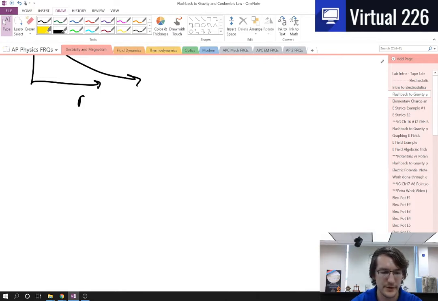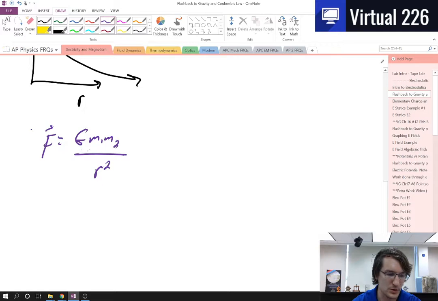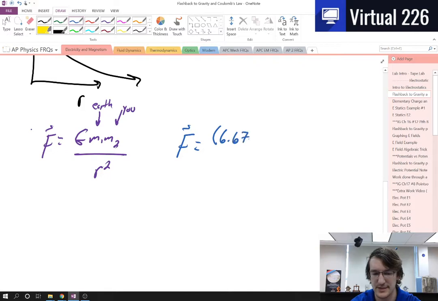Okay, so if we take the equation, F equals GMM over R squared, we could set this up for two objects, okay? Let's say one object is the Earth, and one object is you here on the Earth, okay? If we set this up, we could say F equals G, which, if you recall, G has a value of 6.67 times 10 to the negative 11th, and units there are of newtons meters squared per kilogram squared.